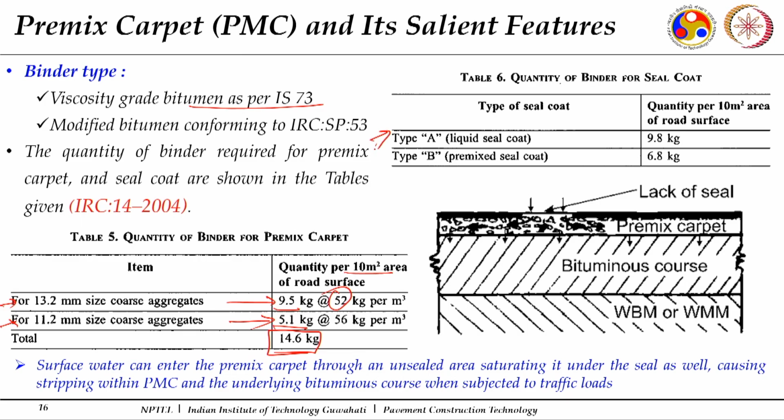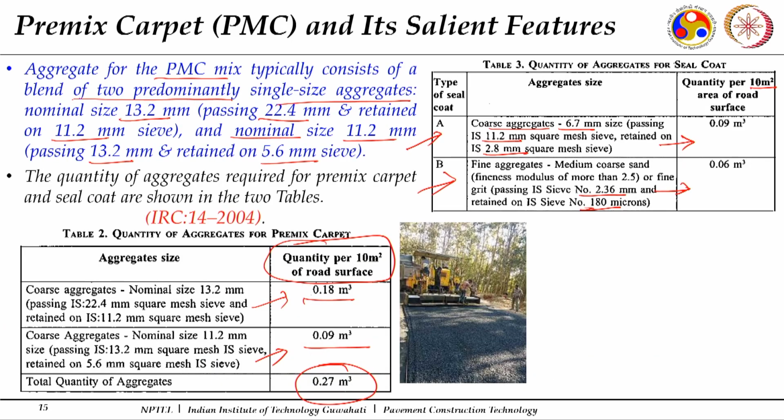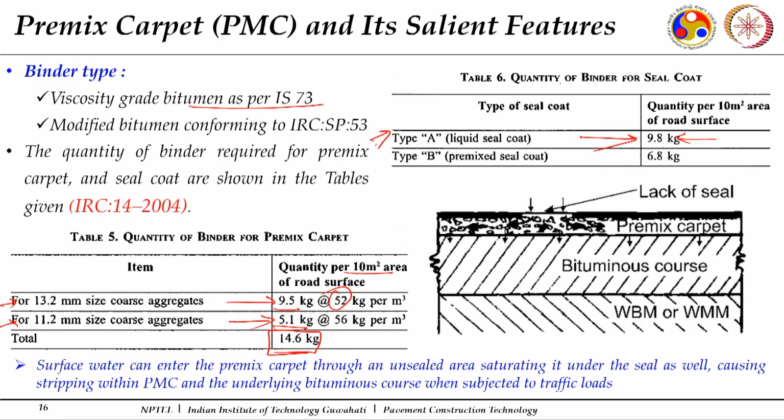For that liquid seal coat, you make an application of binder of around 9.8 kg in the 10 meter square area. Once the premix carpet laying is done, you spray the binder, a quantity of 9.8 kg, on top of it, and you put the chips over it. The chip sizes are already mentioned, in this range. So this much quantity of stone chips is applied over it. This is the way you are sealing the surface. In the other case of seal coat, fine aggregate is mixed with this much quantity of binder and applied over the surface. So that seals the surface. This is the way we do the premix carpeting and seal the surface.